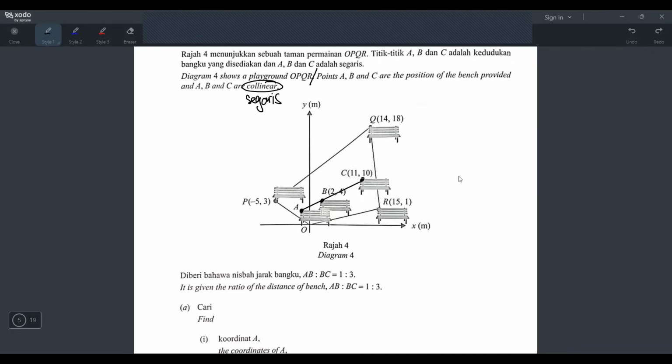Okay, but let's not do anything first. Let's see what they want. Oh, they give more info. It is given that the ratio of AB to BC is 1 over 3. It means AB ratio is 1. So AB is 1.